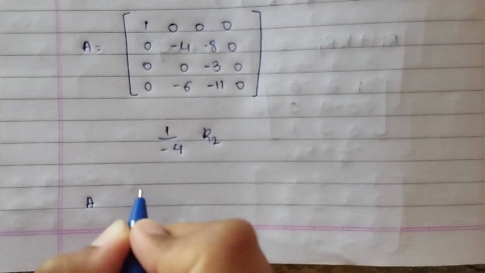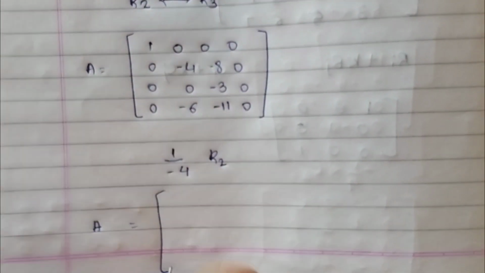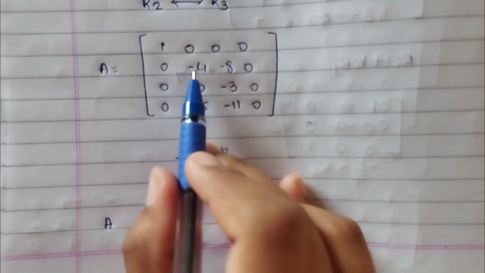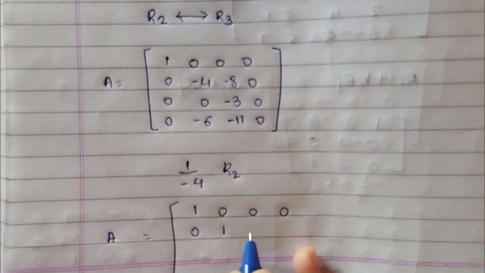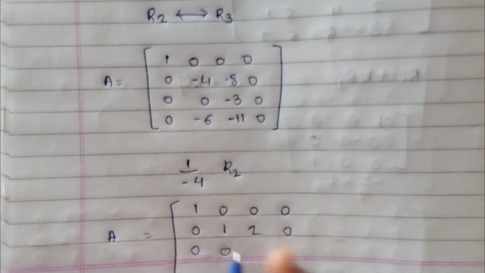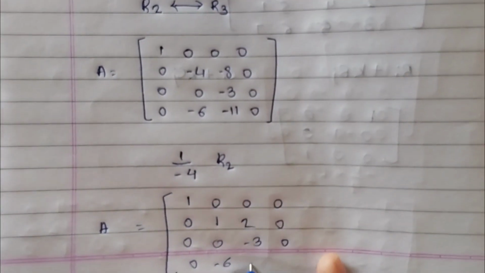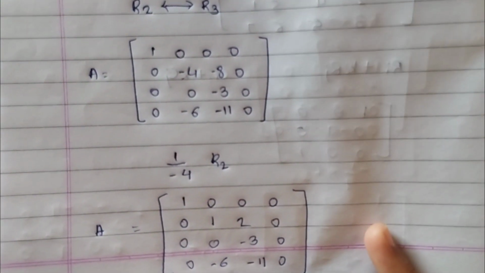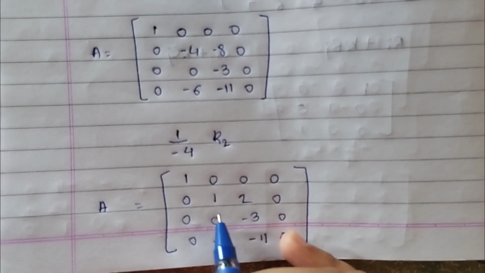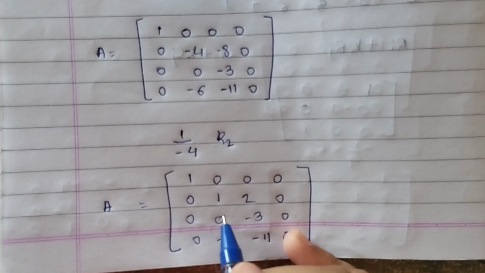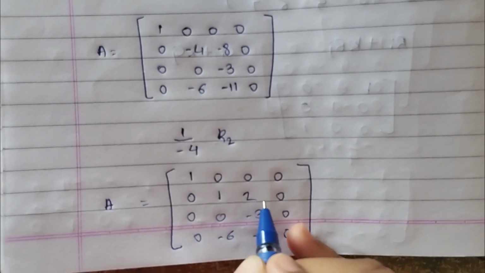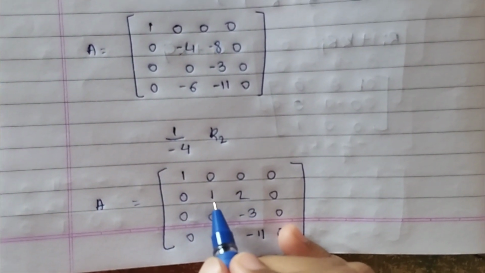So now the matrix is 1 0 0 0, 0, -4 divided by -4 is 1, -8 divided by -4 is 2, 0, and all the remaining rows as they are. Now our second target is completed. We get the second diagonal element as 1. Now we want the first column below the diagonal element to be 0, and in the first row, except a11, we want 0.